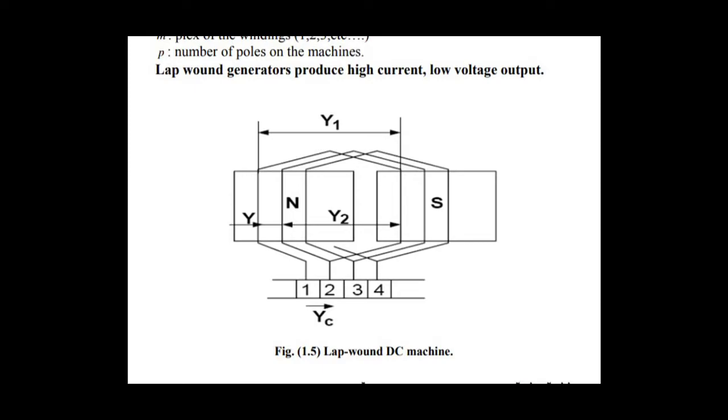Y1 is the back pitch and Y2 is the front pitch, and Y is the winding pitch. We can see YC also. YC is the commutator pitch in the machine.